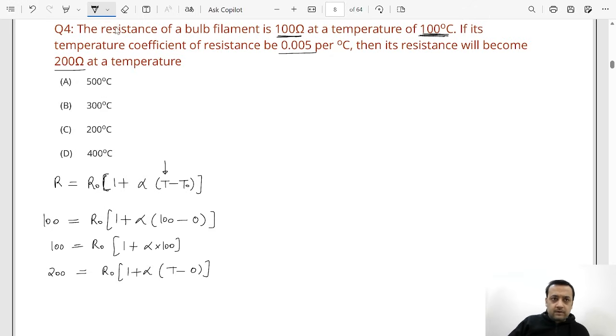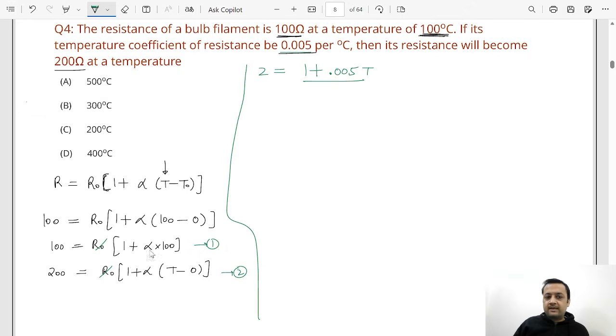Now I will divide equation 2 by equation 1. If I do equation 2 by equation 1, then I will get 2 on the LHS, and R0 will get cancelled. So (1 + 0.005T) divided by (1 + 0.005 × 100), where alpha is given as 0.005. So the denominator becomes 1.5, which goes to the LHS and becomes 3. So 1 + 0.005T = 3, that means 0.005T becomes 2. So T becomes 2000 upon 5, which means 400 degrees Celsius.